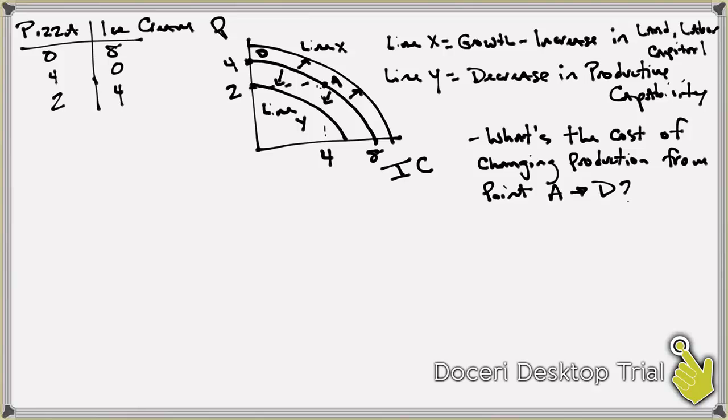Whenever we move along our curve like we are here, we can gain more of one good, but that means that we have to give up something from the other good. Does that make sense? We can't have more of both. So there's always going to be a cost when we move along our production possibility curve. So if I move from point A to point D, the cost is I'm going to lose or give up 4 ice cream. Let's just jot that down, and we'll make sure we all understand. So the cost is 4, and I'm going to abbreviate ice cream.